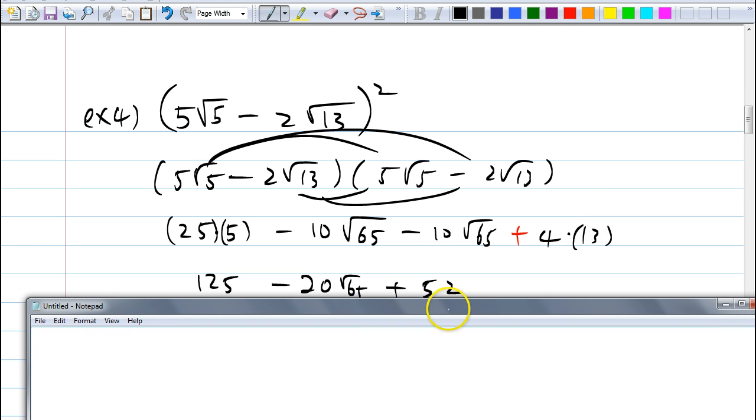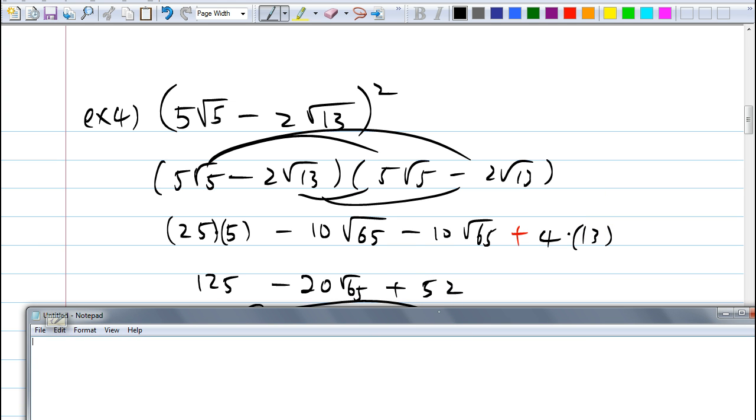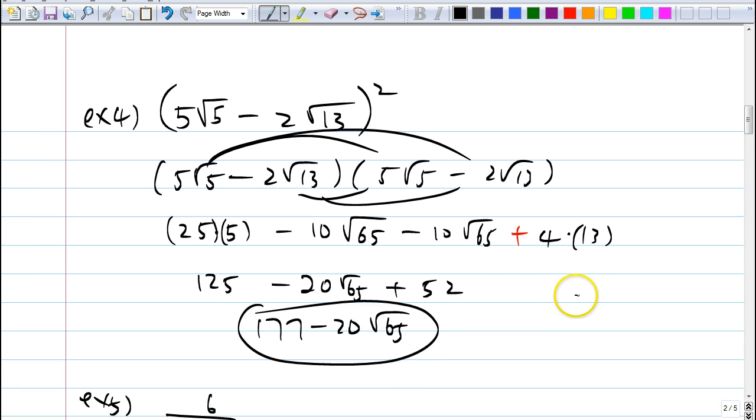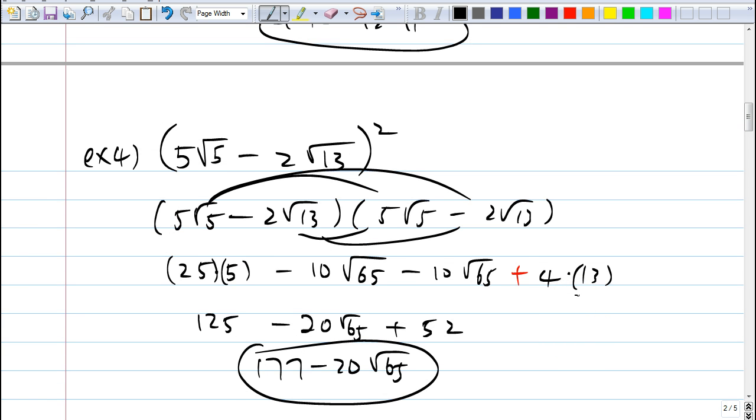When you multiply this out, you should have gotten 125 minus 20 rad 65 plus 52. Yes? What's the answer? One person knows? Come on, we're all done. Patty? 177 minus 20 rad 65. You got it. How many people got 177 minus 20 rad 65? Easy enough?